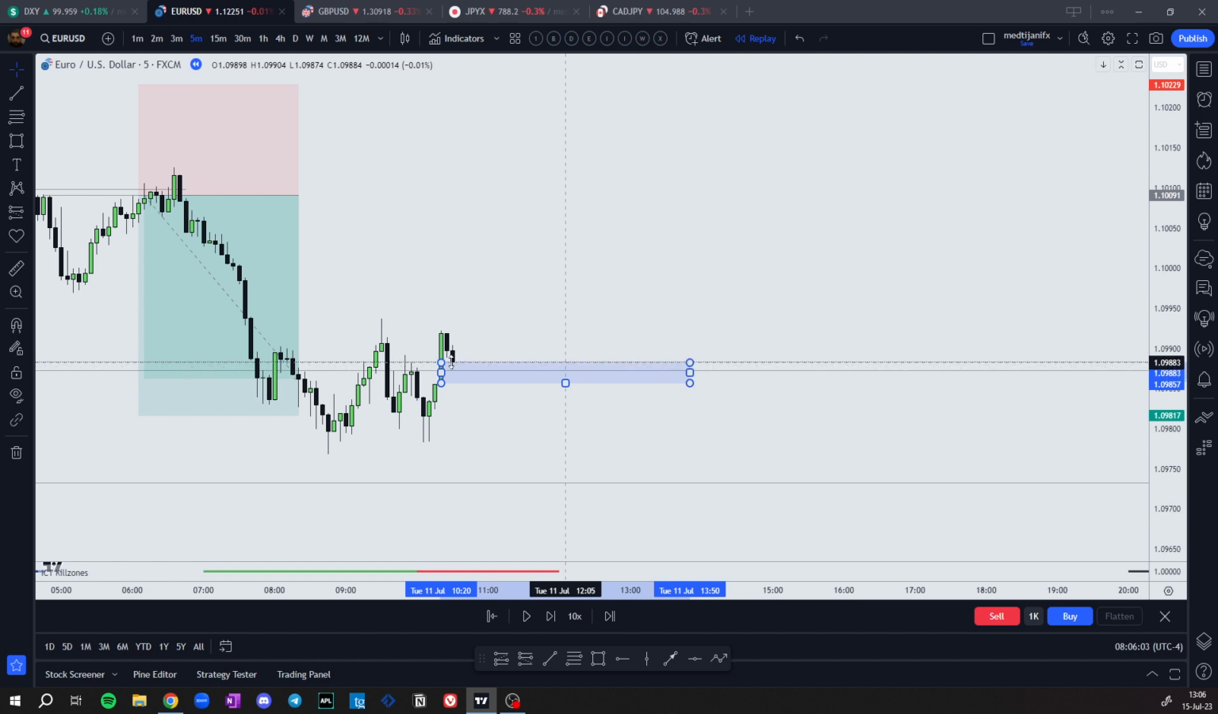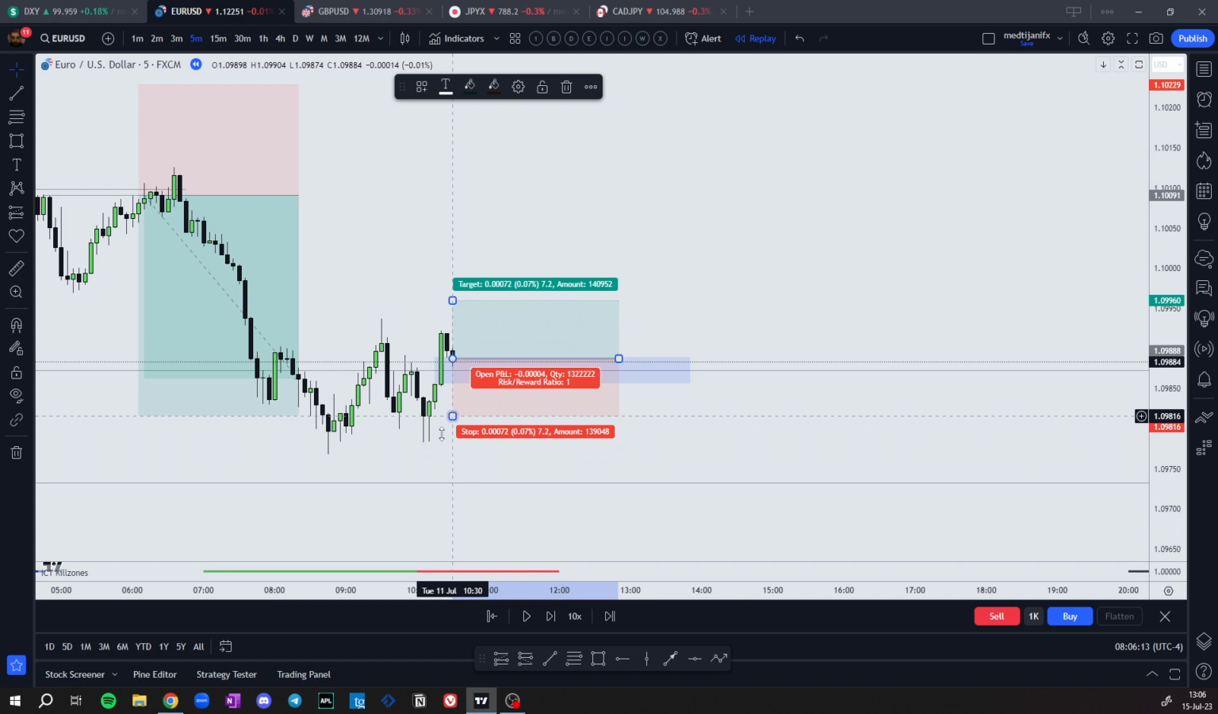I'm gonna use the bigger one, the nearest one. That's what I'm gonna use. We're gonna enter here with my stop loss here because this low has taken this equal lows.